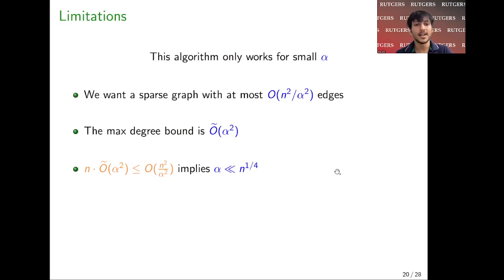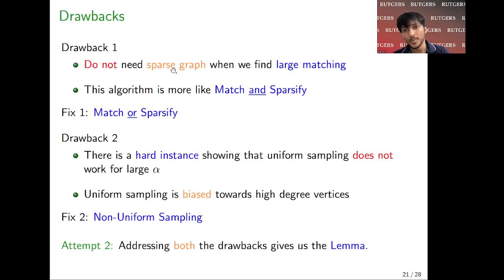So to do that, let's understand what exactly the issues are, what exactly the drawbacks are with this, right? And the first drawback is that you don't need a sparse graph when you find a large matching. So this algorithm is something like match and sparsify, because you always get a matching and you always get a max degree bound. But you don't need the max degree bound in this case when you get a large matching. So the fix one is to do the analysis slightly differently and do it in terms of match or sparsify. So when you get a large matching, you don't need a sparse graph.